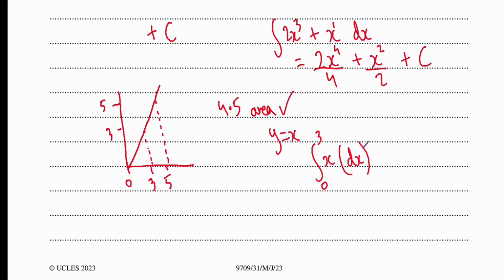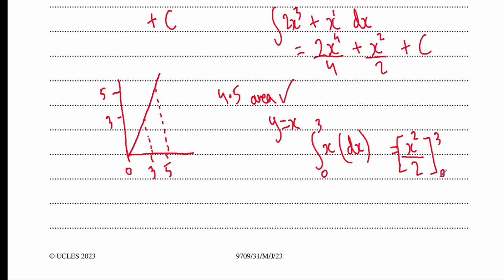Well, let's do it. The integral of x is just x to the power 1 plus 1 is 2, divided by 2. And we don't need the plus c this time because we have actual numbers. So now we evaluate at 3 and 0. Well, what's 3 squared divided by 2? That's 4.5. Minus, what's 0 squared divided by 2? That's just 0. So we get 4.5.